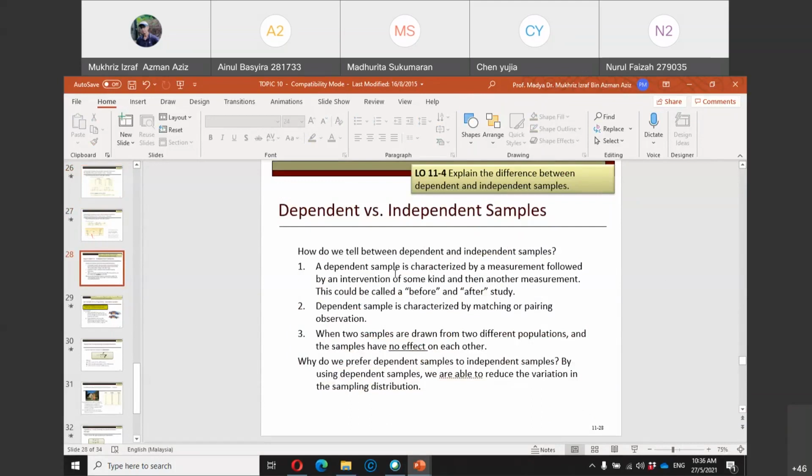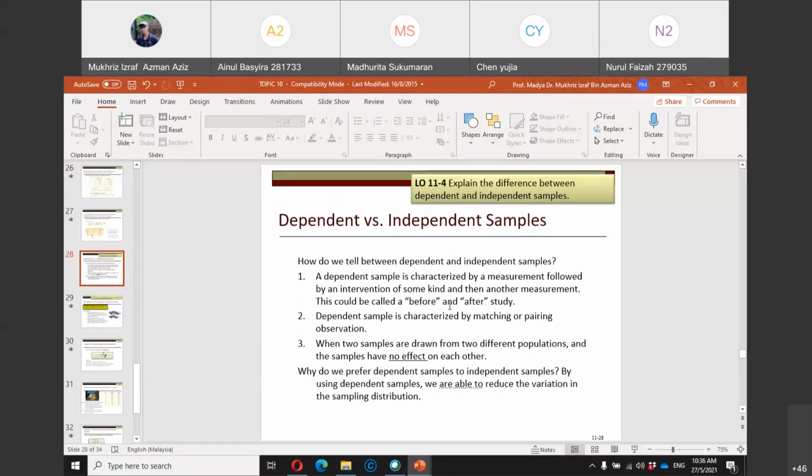The submission time for your assignment, I will update later. I need to discuss with the other lecturers how we decide to set the time, whether you can submit together with assignment number 2 during the exam week, or you need to submit earlier. That one will be updated later.